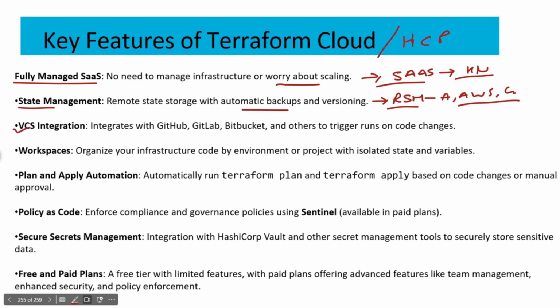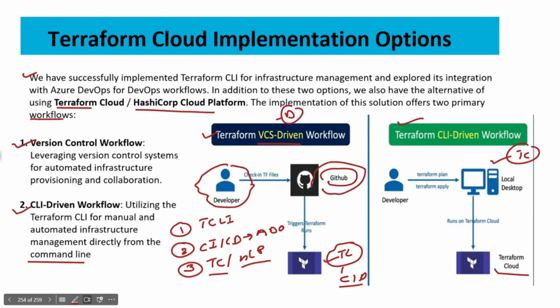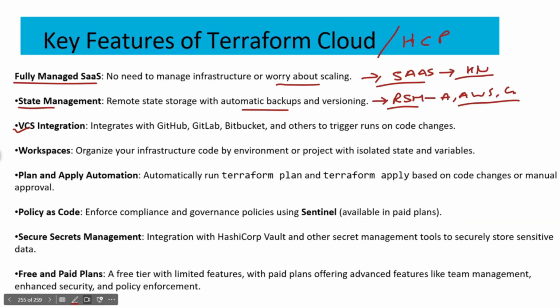VCS integration. Integrate with GitHub, GitLab, Bitbucket, and others to trigger runs on code changes. In the last slide, we took an example of GitHub, so our source code was present in GitHub. Whenever we make any changes in our source code, it automatically triggers Terraform. But apart from GitHub, we have n number of options: GitLab, Bitbucket, or I would say Azure Repos too. Whenever we make changes in our code configuration, it is automatically going to trigger the run.